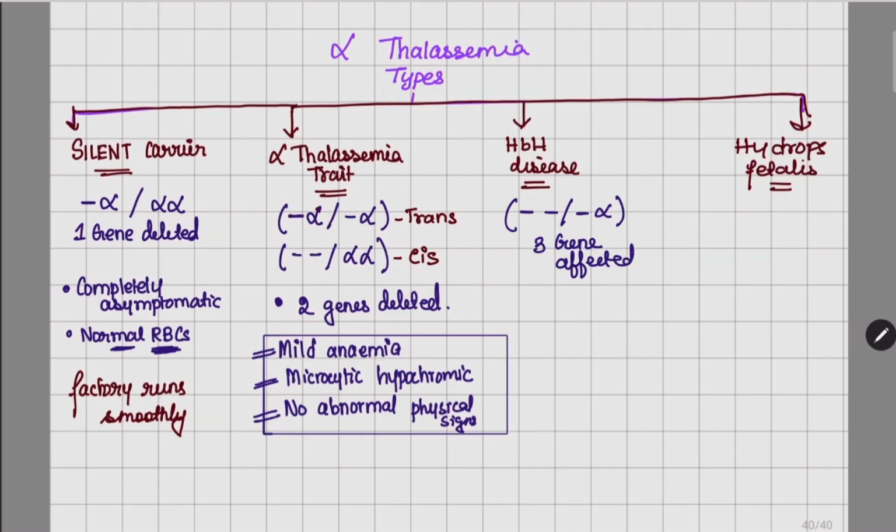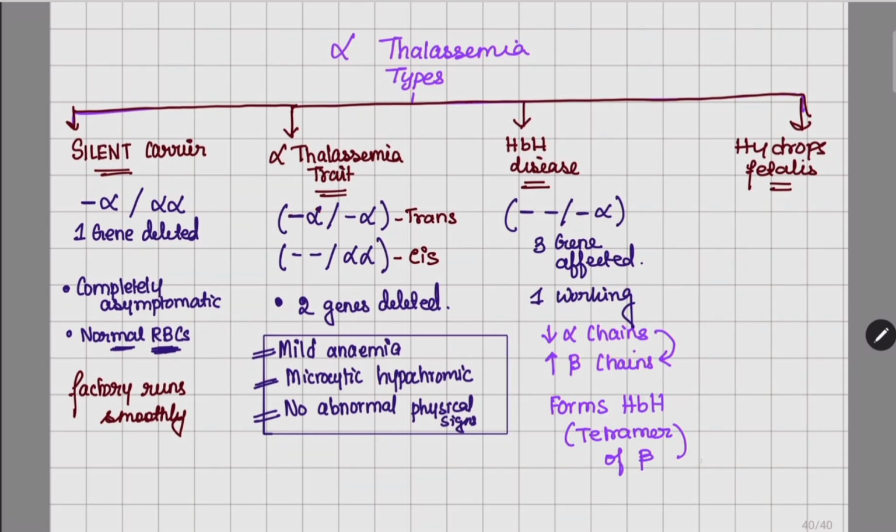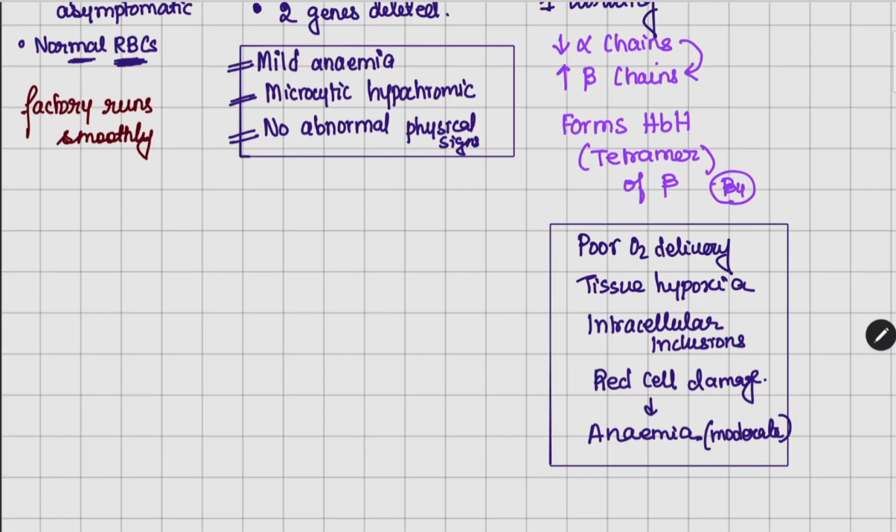In this defect, 3 genes are being affected. So only one gene is working, and the decrease in the number of alpha chains will lead to an increase in the number of free beta chains. And this forms tetramers of beta chains known as hemoglobin H. However, it leads to poor oxygen delivery and tissue hypoxia, and these intracellular inclusions will lead to red cell damage, and ultimately it will cause anemia.